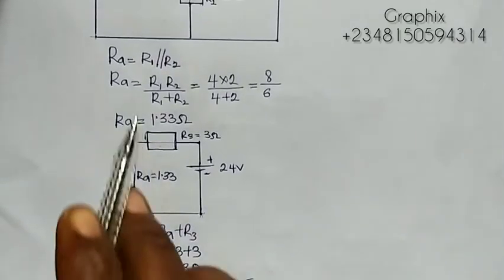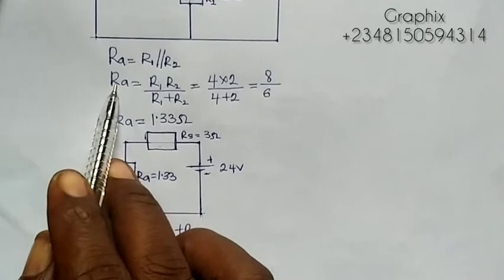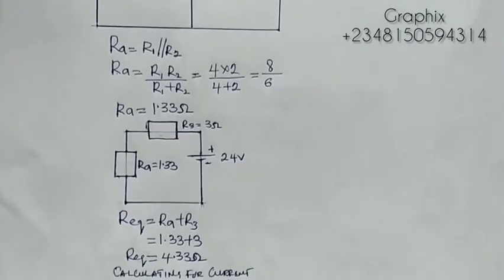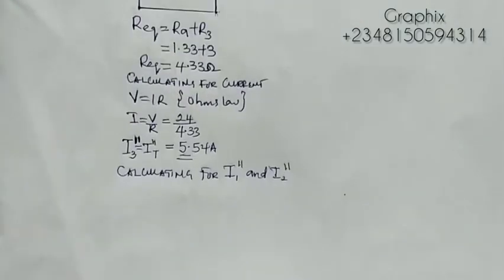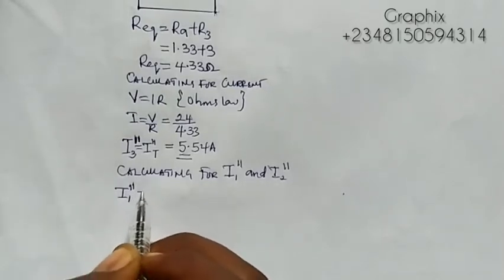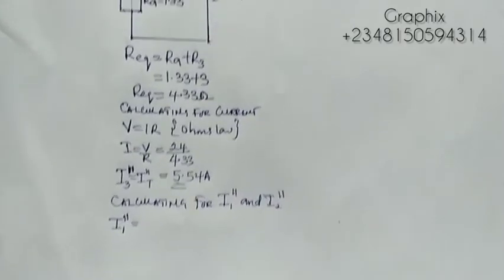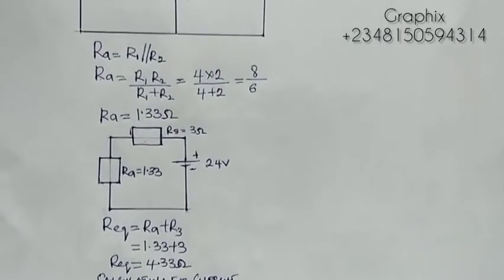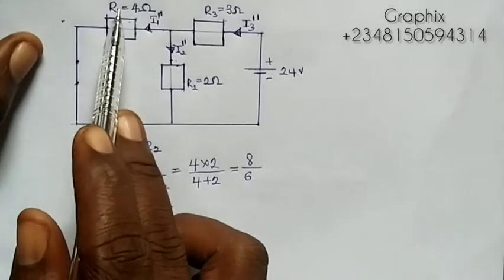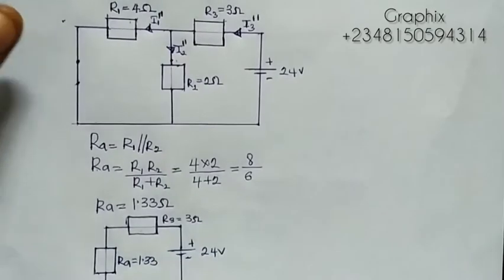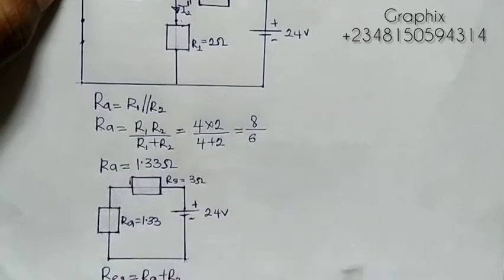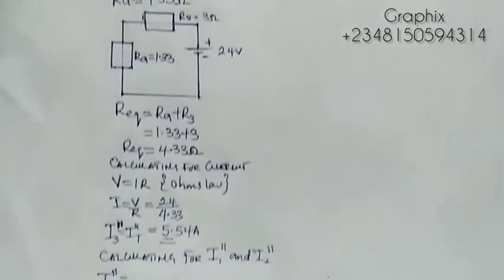You're going to replace RA with the current you're looking for. Since we are looking for I1 prime prime, you remove this I1 prime prime and replace it with... I1 prime prime equals to, now the question is, where is it flowing through? I1 is flowing through R1, right? So we are going to remove the R1 resistor and replace it with my I total.